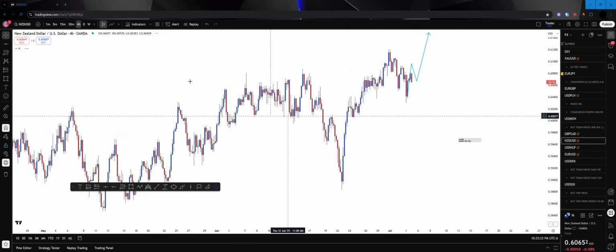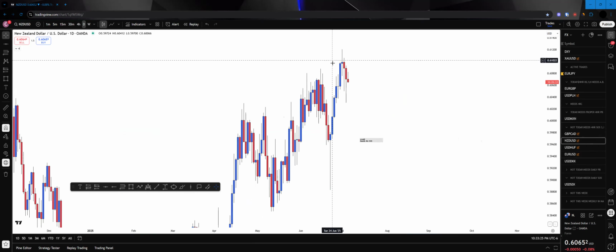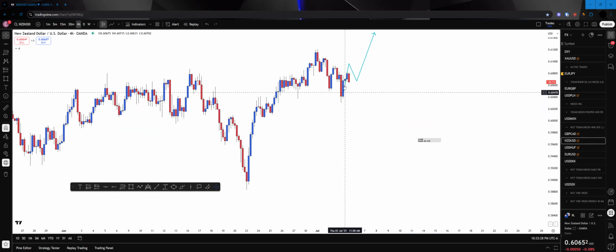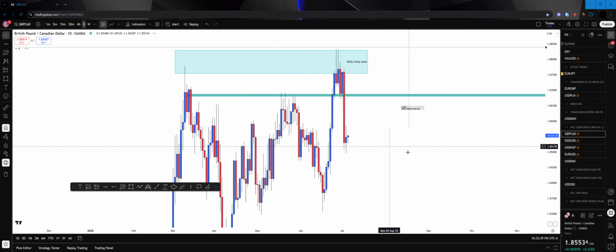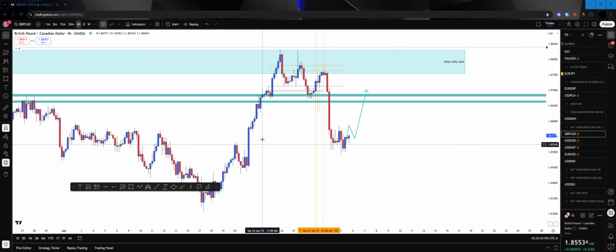So NZD USD daily is bullish. So we need the 4-hour to also be bullish. 4 hours currently making lower lows and lower highs. So we needed to break this right here, this previous lower high, and then pull back. GBP CAD daily is currently bullish, so we need the 4-hour to also do the same thing.